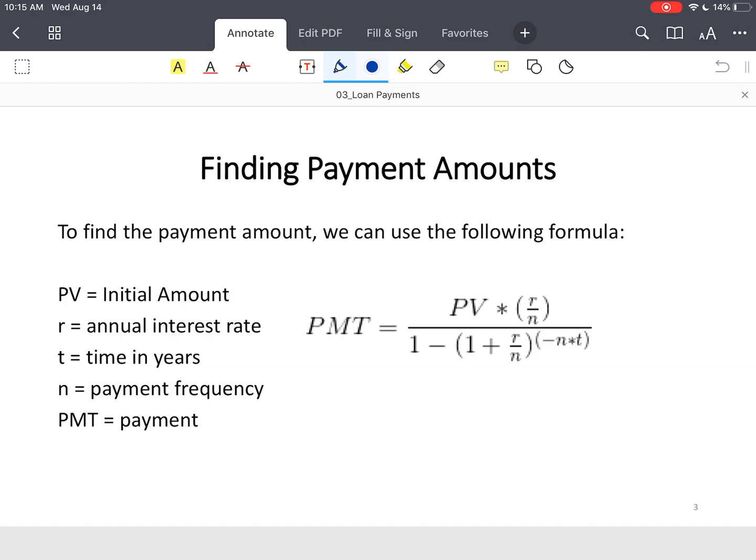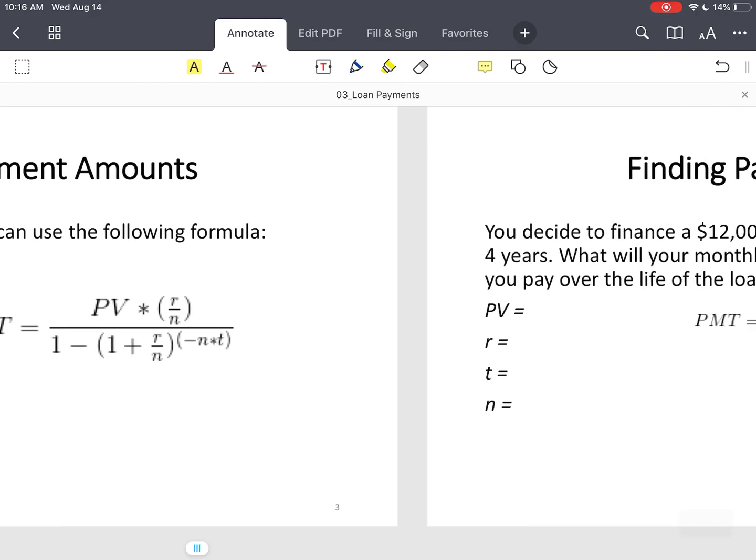R is your interest rate. Again, you can use a percent if your calculator has that ability, or you can convert it to a decimal. Time is in years. N is the payment frequency. For our purposes, we're going to say 12. Now, if you're in some kind of commercial business, they might make quarterly, semi-annual or annual payments. But from a consumer perspective, typically people make payments on a monthly basis. And PMT is your payment amount. All right, so this first example.